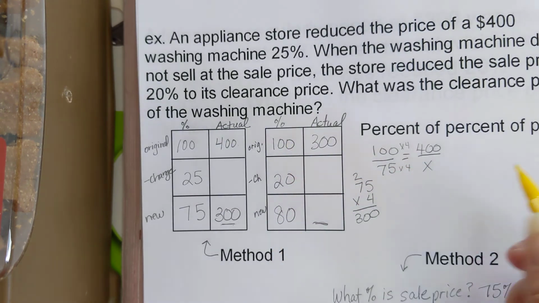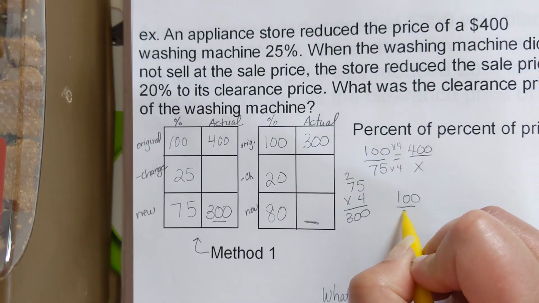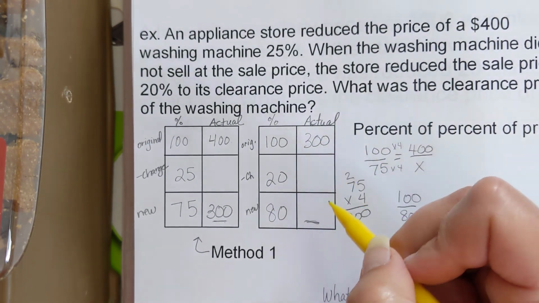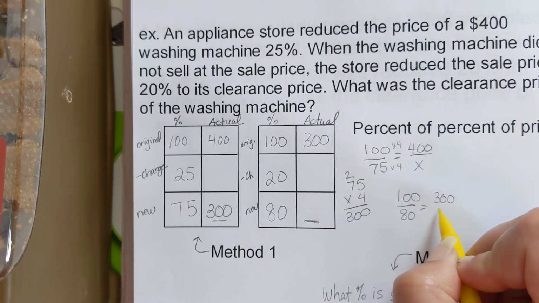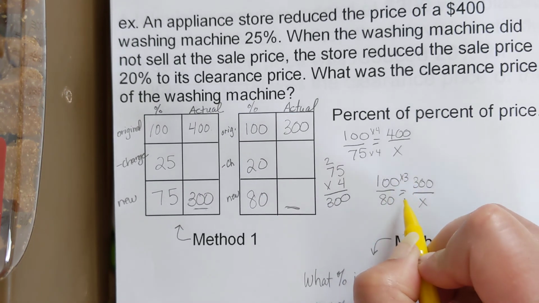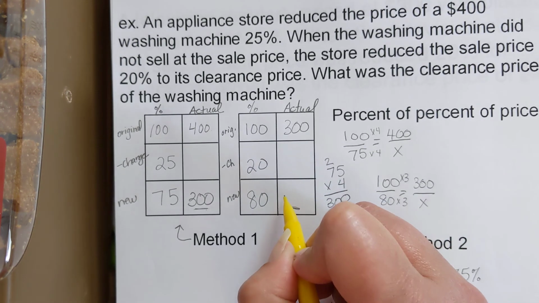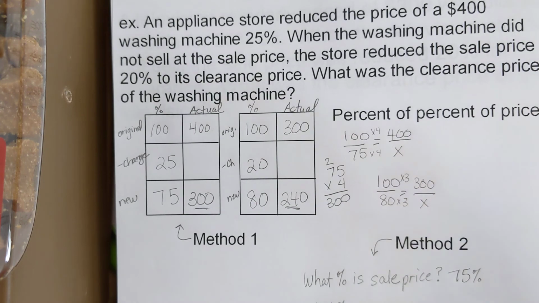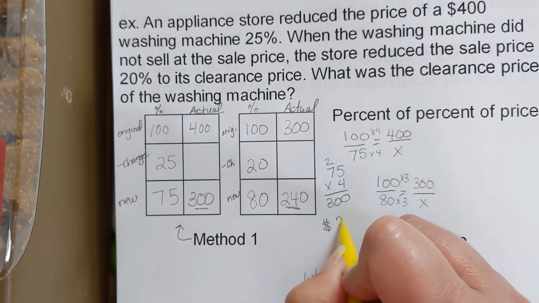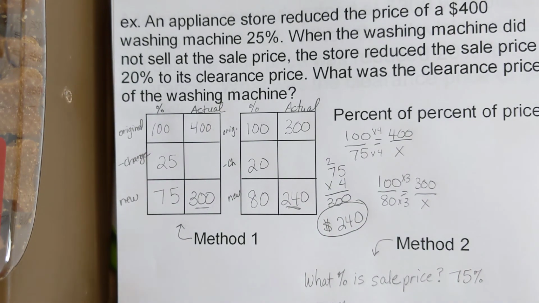So I need to find out the new sale price, so I'm solving for this. So let's write a new proportion. We have 100 over 80 equals 300 over something. So 300 over x. Okay, to get from 100 to 300, I multiply by 3. So I need to multiply by 3. 80 times 3 is 240. Okay, so what was my clearance price? It was $240. So that's method 1 of coming up with a discount of a discount, again, successive discounts.